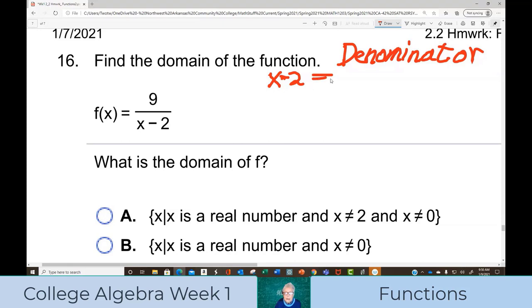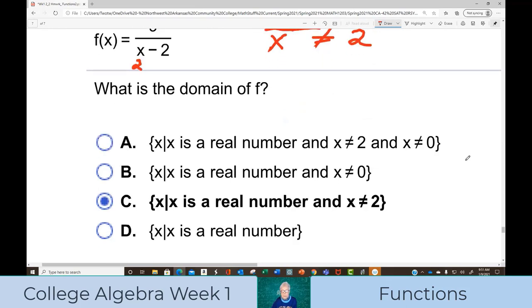So x minus 2 cannot equal 0. Well, solve this just like you would solve a regular equation. Add 2 to both sides. Negative 2 plus 2 is 0. You're left with an x on the left, not equal to positive 2. You could do this in your head, by the way. What number for x will make x minus 2 equal 0? If x is 2, you're going to have 2 minus 2, which is 0. That means x can never be allowed to equal 2 if you're working with this function.